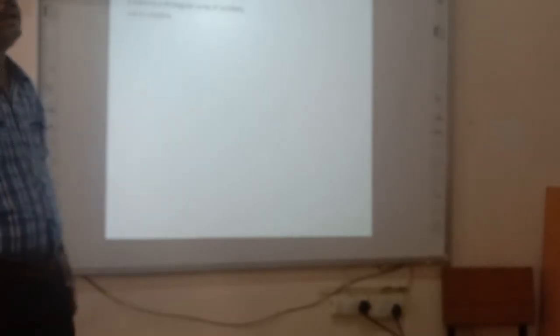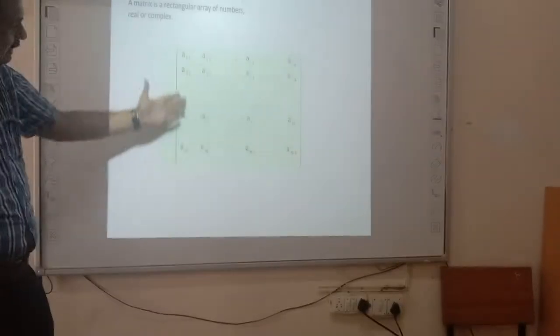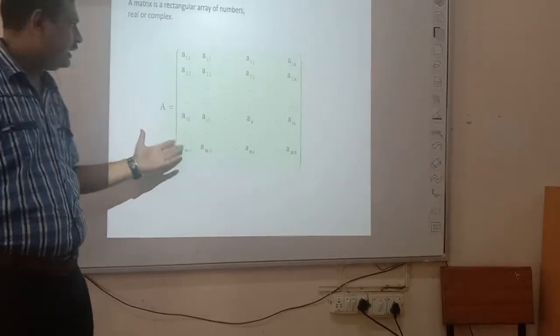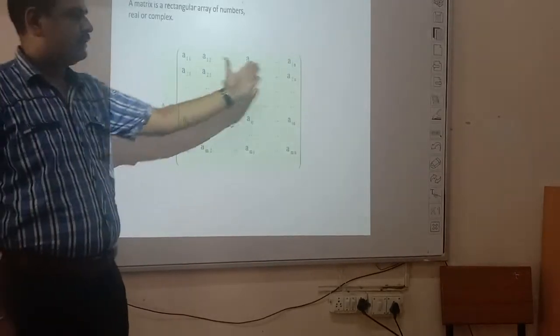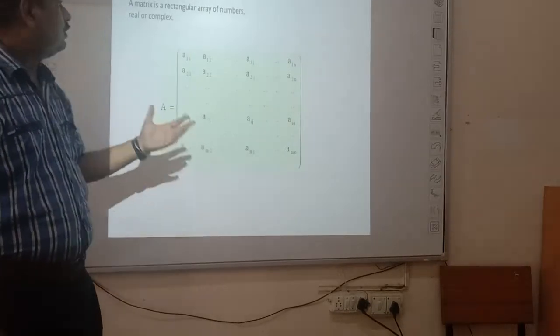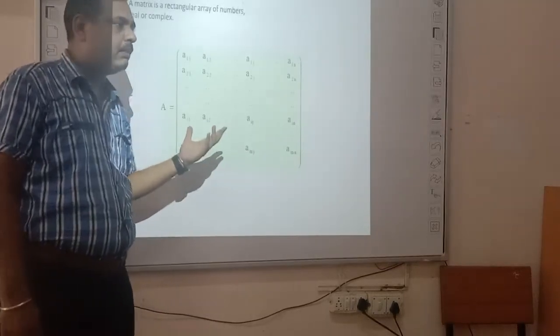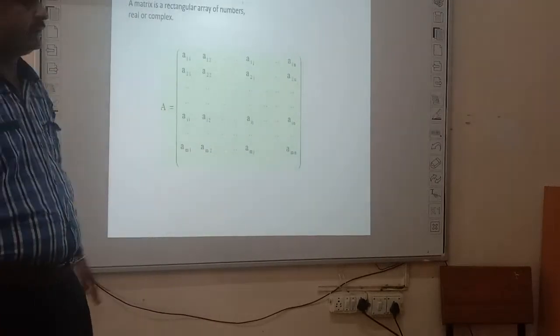A matrix is a rectangular array of numbers, real or complex. Let us suppose this array. You just look at this. These are rows and these are columns. So, when we take this rectangular array of numbers, whether real or complex, it is said to be a matrix.